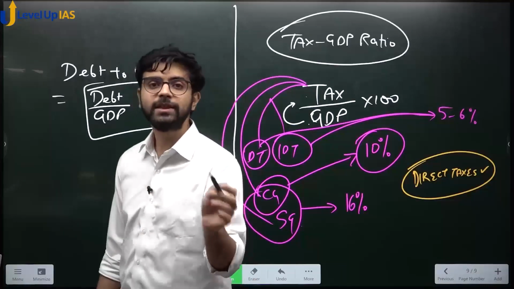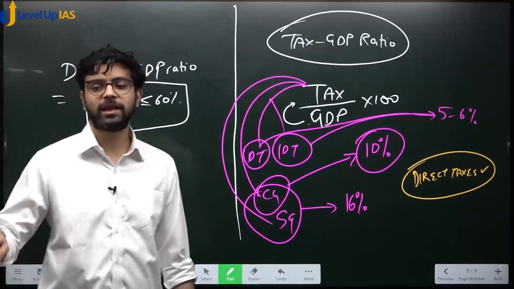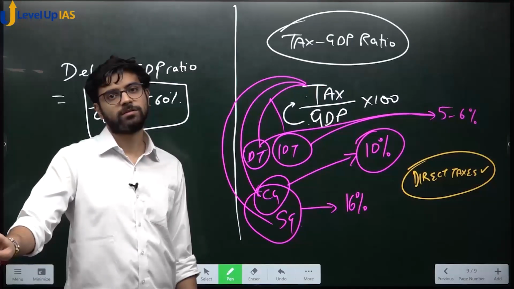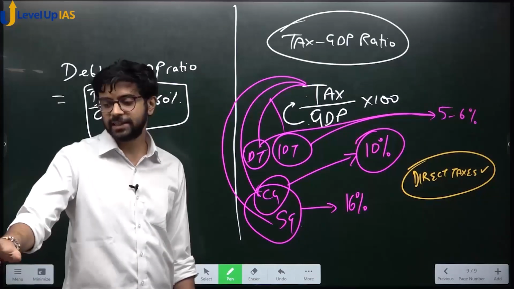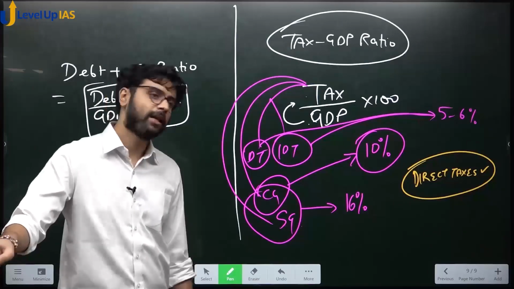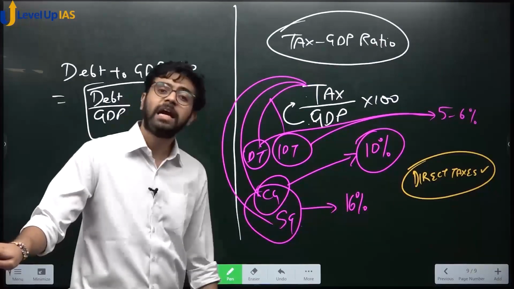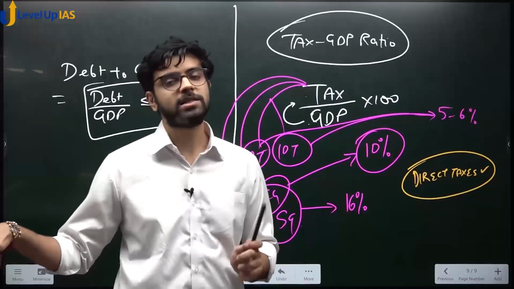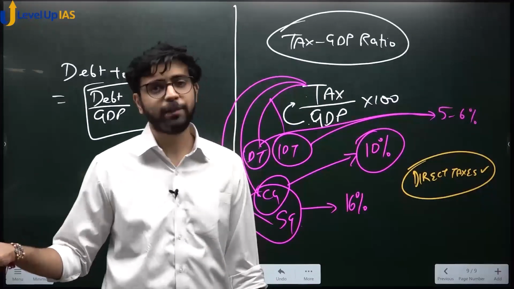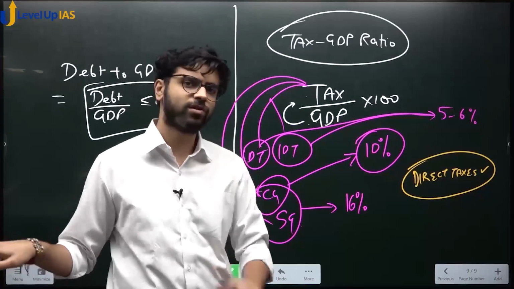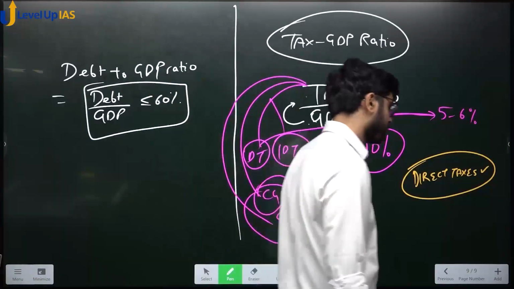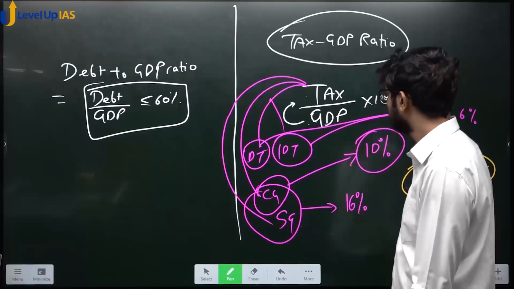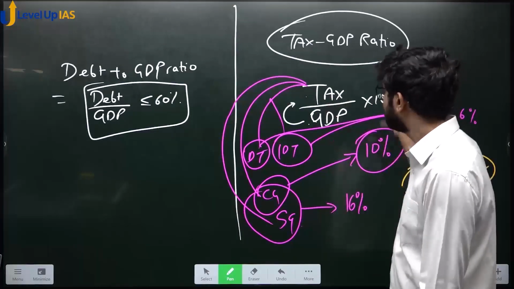Which taxes to increase, direct or indirect? क्या लगता है? What do you think? Again, direct taxes. Why? Indirect taxes are regressive in nature. You are not supposed to touch indirect taxes much because they put unnecessary burden on the poor. Yes or no? इतना समझा? Is this clear? Is the tax to GDP ratio clear?